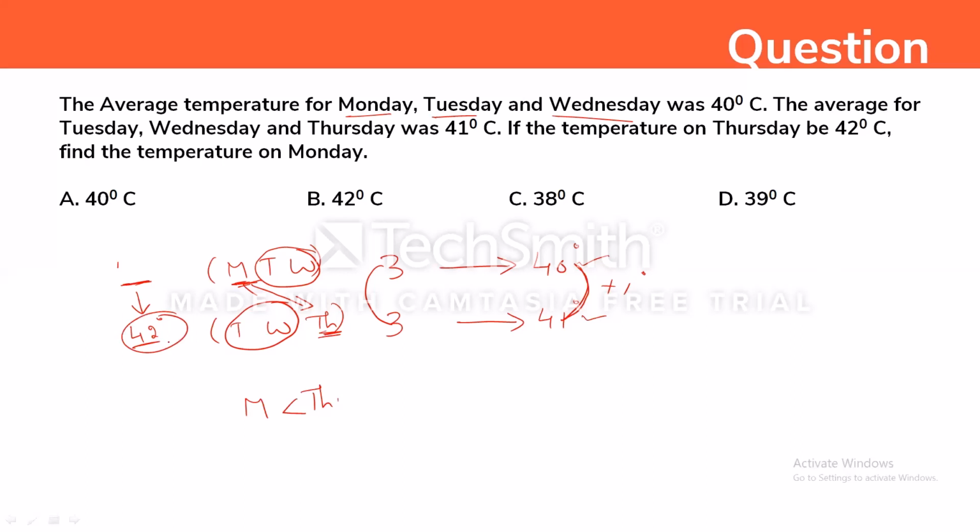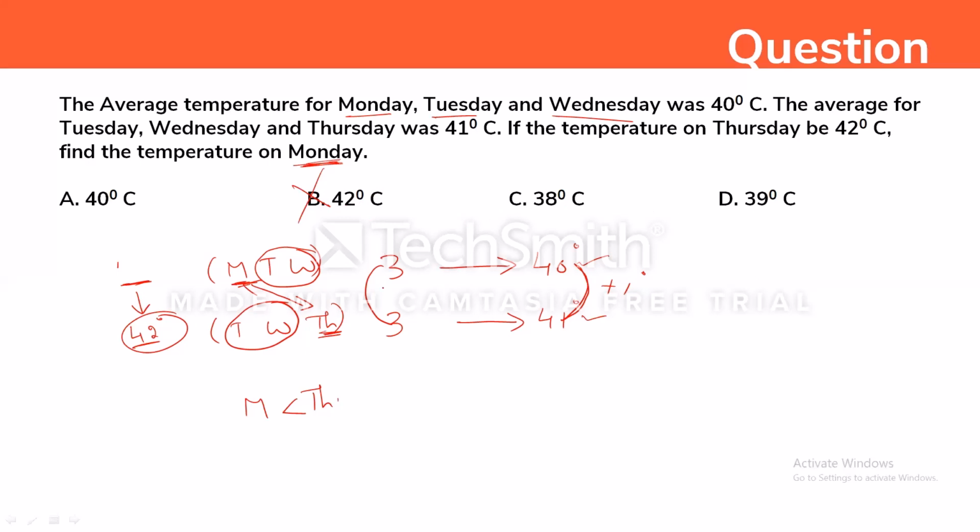Okay, you can eliminate options which are more than 42. Why? Because we need to calculate the temperature on Monday. For sure, Monday's temperature will be less than 42. If you observe option B, I can eliminate option B. Why? Because it can't be 42. It should be less than 42. So our answer should be either 40 or 38 or 39.